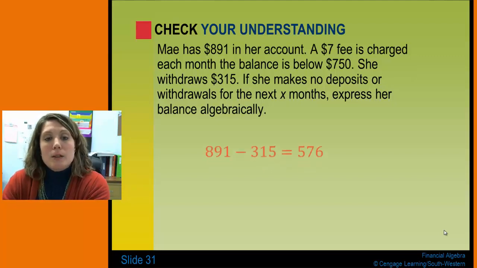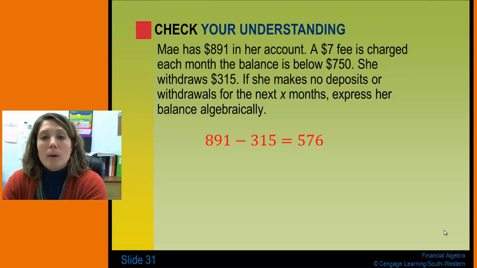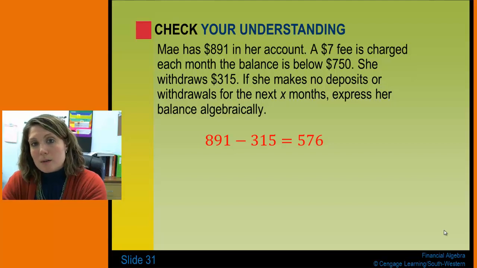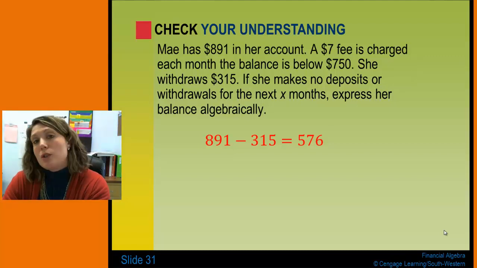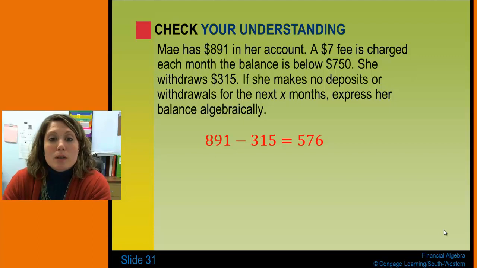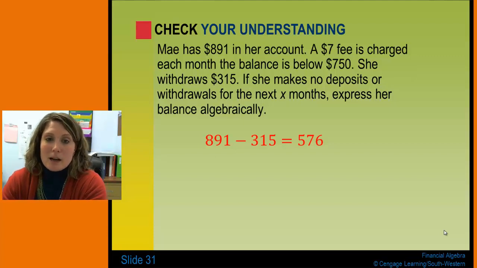So the first thing I need to do is figure out what her balance is after she withdraws the $315. So she has $576. Now she doesn't touch the account for x months. She just leaves it sitting there. But they charge her $7 because she is below that $750. They charge her that $7 every month. We just don't know how many months she's going to not add money to that account.